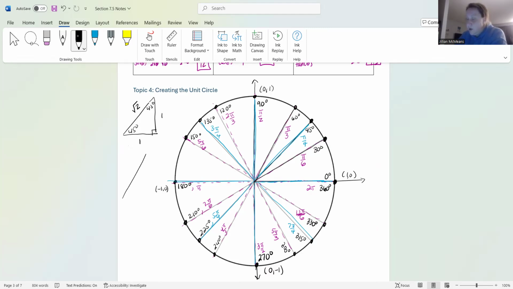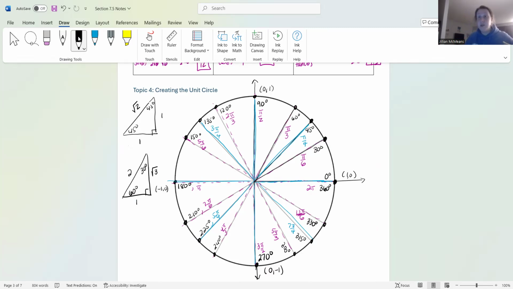We also had the 30, 60, 90 triangle. And we found that the hypotenuse was 2, the length of side A was 1, and the length of side B was square root 3. And we were able to build all of the trigonometric functions based on those.